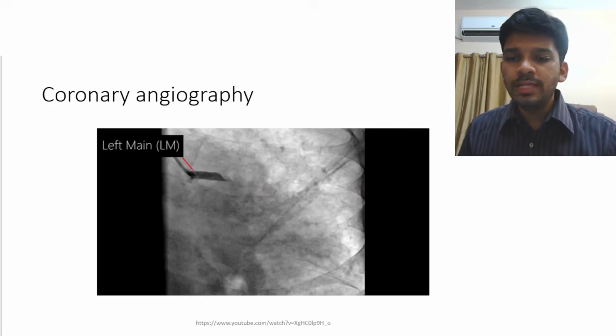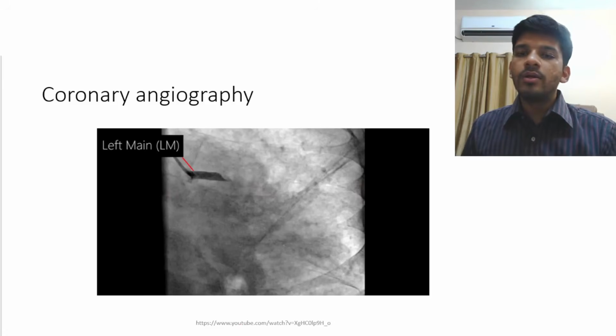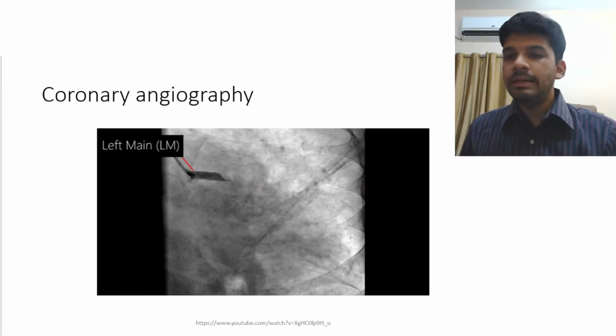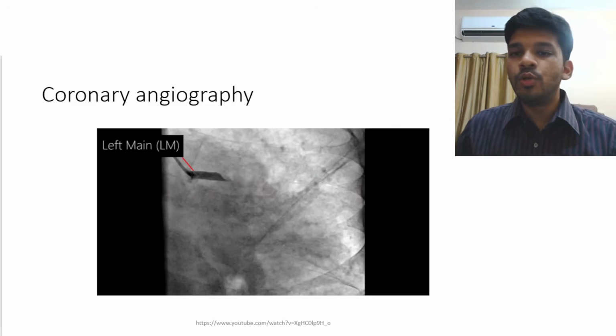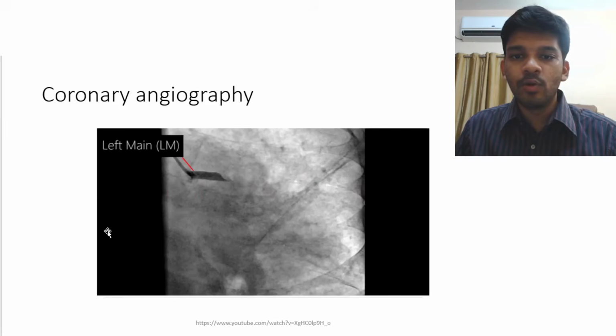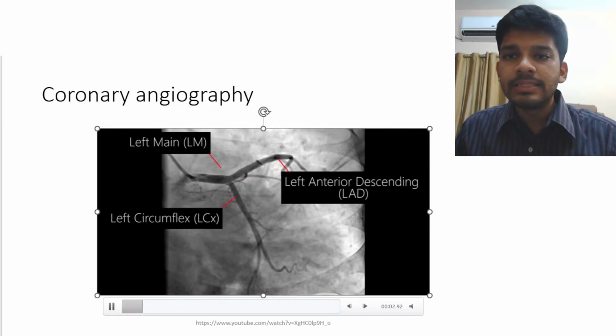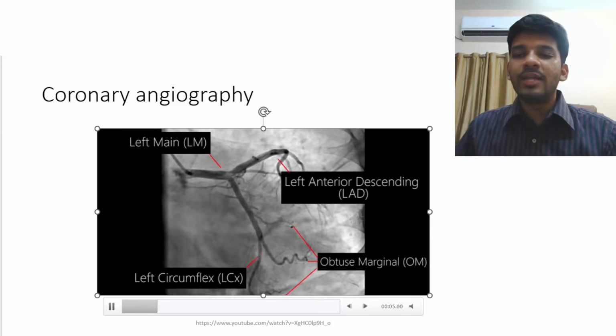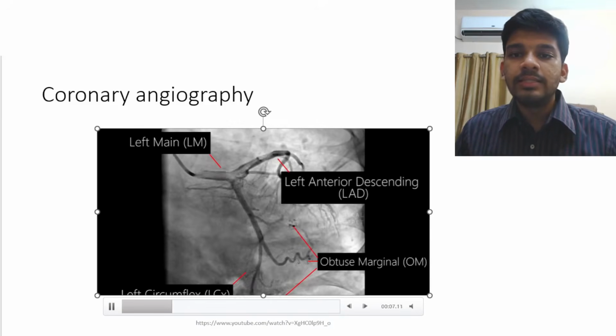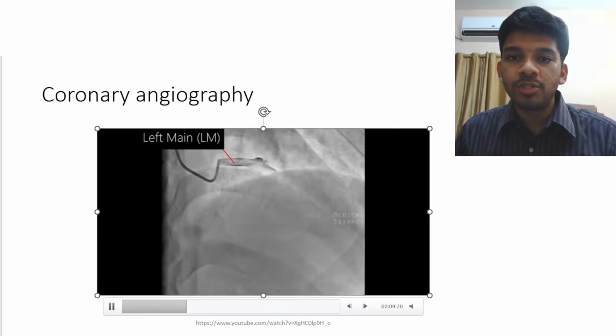Now we move on to see a short video on how these angiographic views appear, and you can refer to the YouTube links also for these specific ones. So let's have a look at the coronary angiography. So as you can see here, this is the left main dividing into the left anterior descending and left circumflex, the left circumflex giving off obtuse marginals.